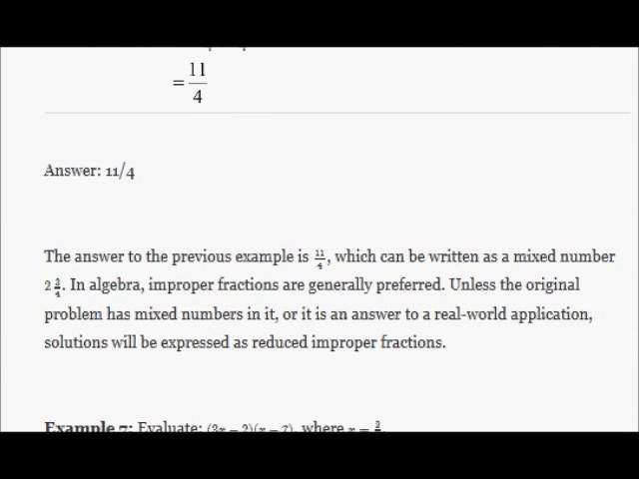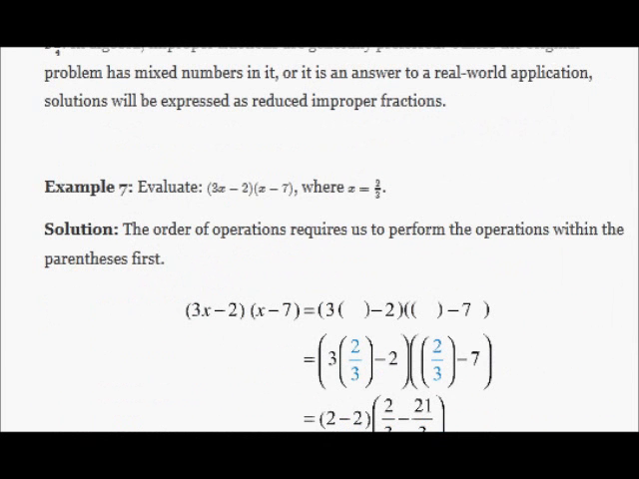In algebra, improper fractions are generally preferred, as opposed to the mixed number 2 3/4, unless the original problem has mixed numbers in it, or it's an answer to a real-world application. Solutions will be expressed as reduced improper fractions. So that means leave it as 11 fourths.